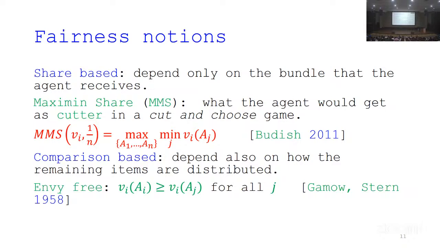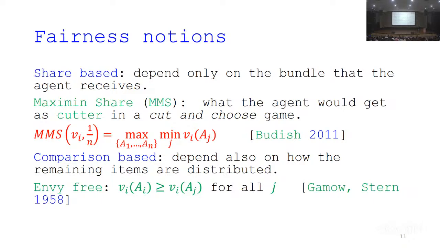So if there are n agents and I'm one of them, I get to partition the items into n bundles in any way that I want. And then I let the other agents choose first which bundles they get, and I get the last bundle. So the value that I can guarantee myself in such a protocol is the max-min share. I will try to partition the items into bundles such that the minimum bundle in this partition is as high in value as possible. And that's my max-min share. So this is one class of fairness notion, share-based fairness notion. I care about what I get. I don't care about what other agents get.